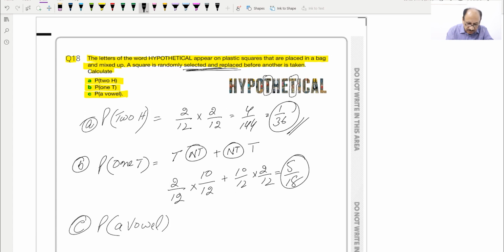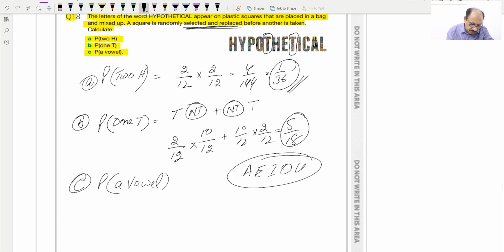Vowel letters are A, E, I, O, and U. Out of these letters, what can be the probabilities? So first one will be vowel, and second we can take not vowel. So one of them is vowel and this is not vowel, plus second case, this one not vowel and the second one vowel. Now we can take the probability of vowel.